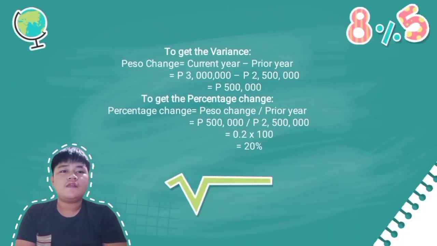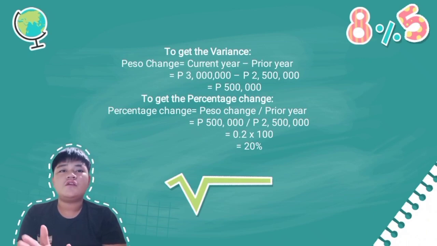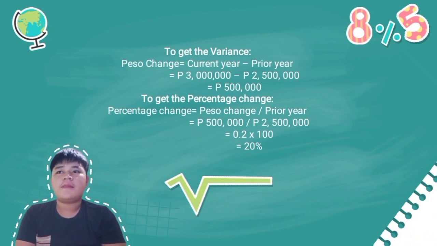So in the sales of the income statement of RIA's Merchandising, to get the variance, peso change is equal to current year minus prior year. The sales of RIA's Merchandising in the current year is 3 million, while in the prior year, 2,500,000. So to get the peso change, 3 million minus 2,500,000 is equal to 500,000. So the peso change of RIA Merchandising in sales is 500,000 pesos.